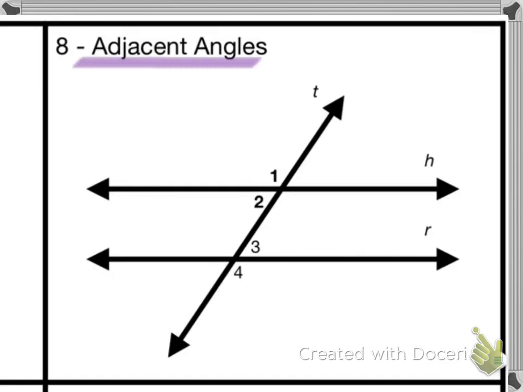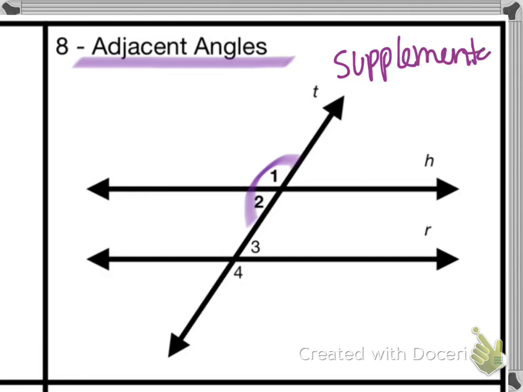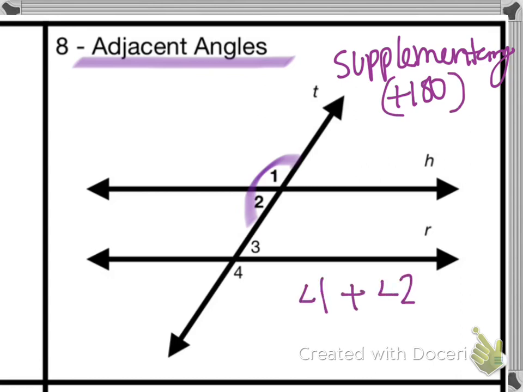So we're going over adjacent angles. And so once again, if you guys noticed, last time I told you that adjacent angles are simply going to be angles that are right next to each other. So here we have angle 1 and 2 are going to be adjacent angles. And so the property of adjacent angles here is that adjacent angles are, as I told you in the other video, supplementary. So they add to 180 degrees, and therefore angle 1 plus angle 2 is going to equal 180.